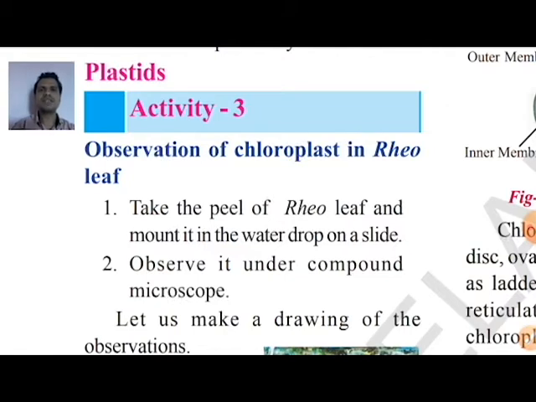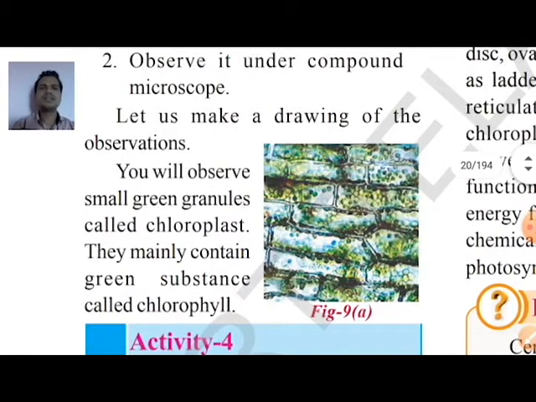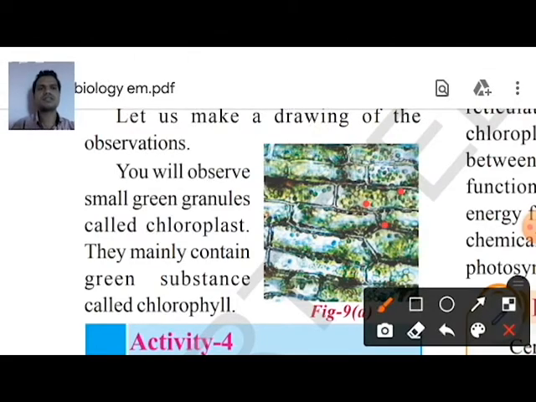Now in this activity 3, we are going to observe the chloroplast in the Rhoeo leaf. Take a peel of Rhoeo leaf and mount it on a drop on a slide. Now observe it under the microscope. Okay, now what do you have to do? You have to take a leaf and tear it in a single stroke. Then you will get a small thin layer. Then you have to take that thin layer on a slide and observe it under the microscope, and then you can observe some small granule-like or dot-like structures. Those are present inside it, and these are called plastids.